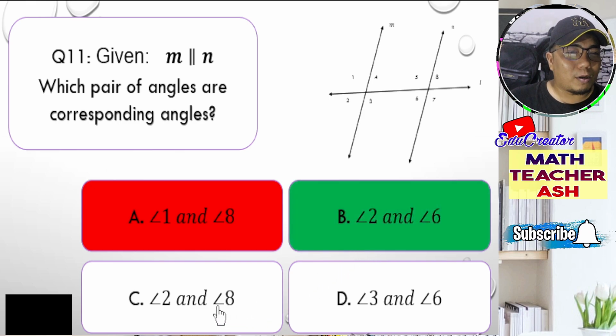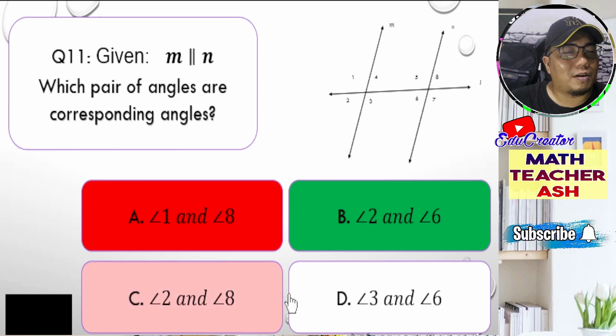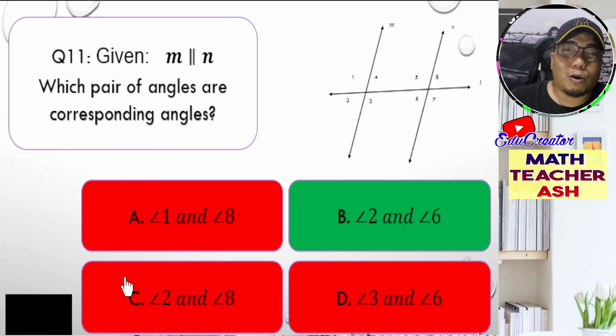Alright. How about 2 and 8? So 2 and 8, they are alternate exterior angles. And angle 3 and angle 6, they are not in the same position. So they do not correspond with each other. So those are also wrong. I hope, my dear math learners, you got this one.